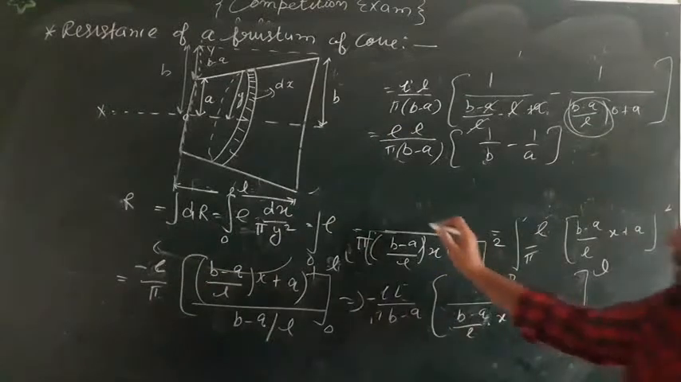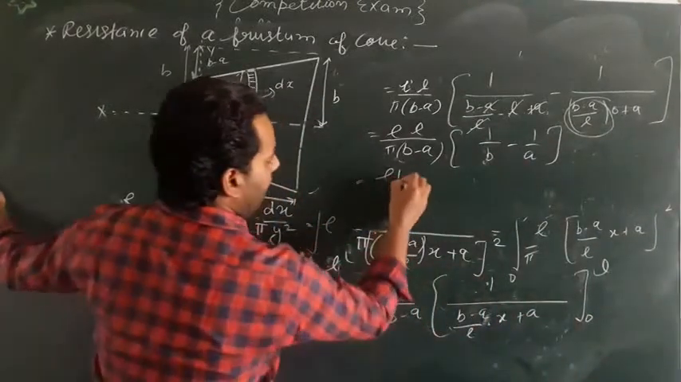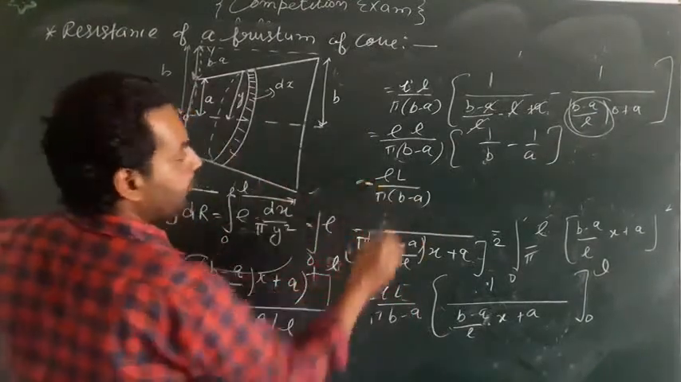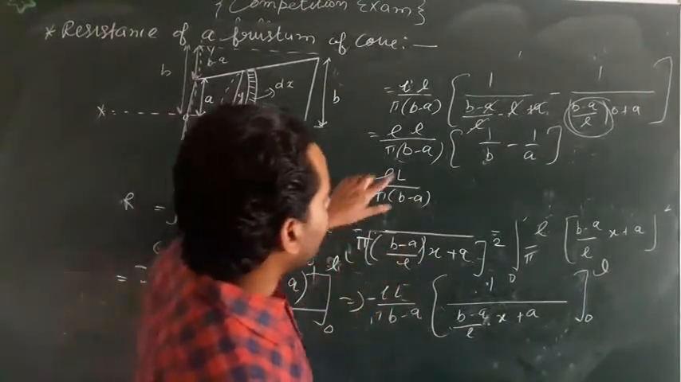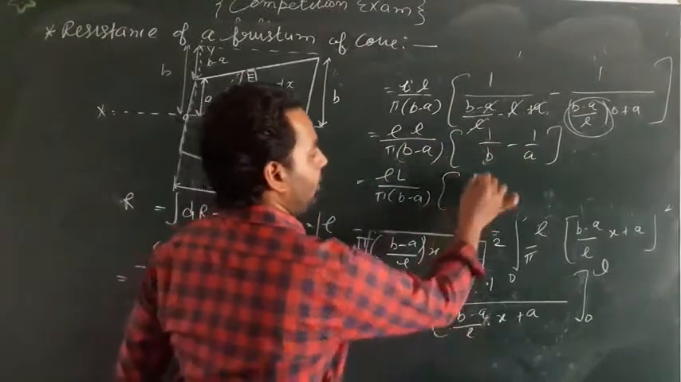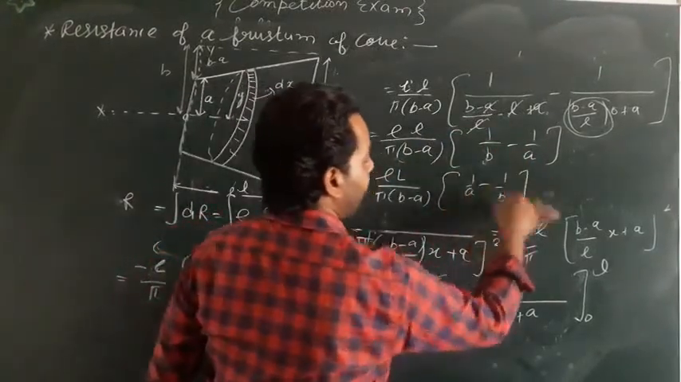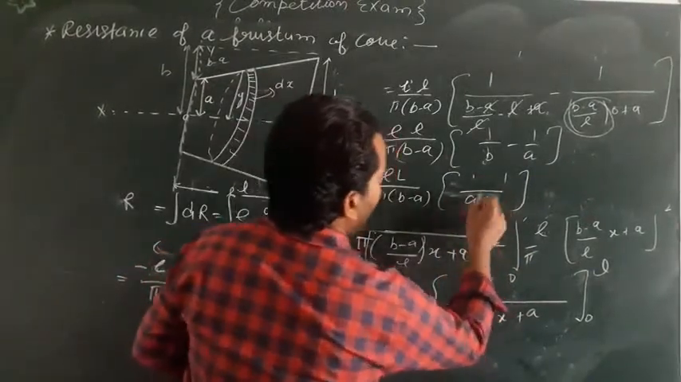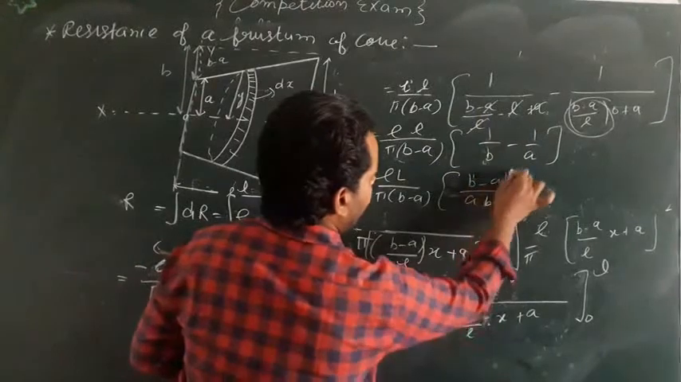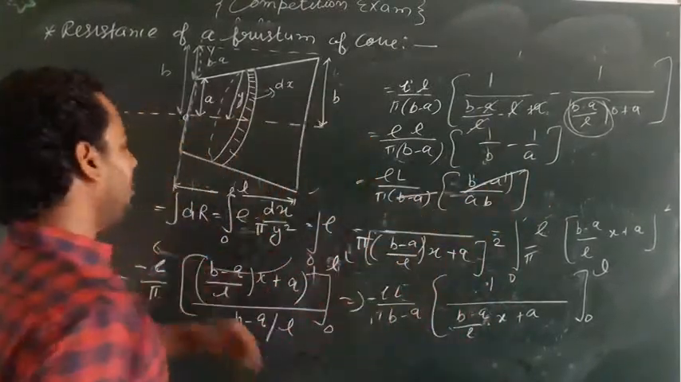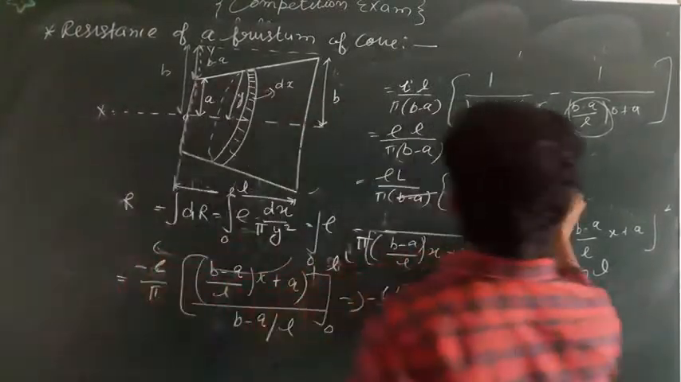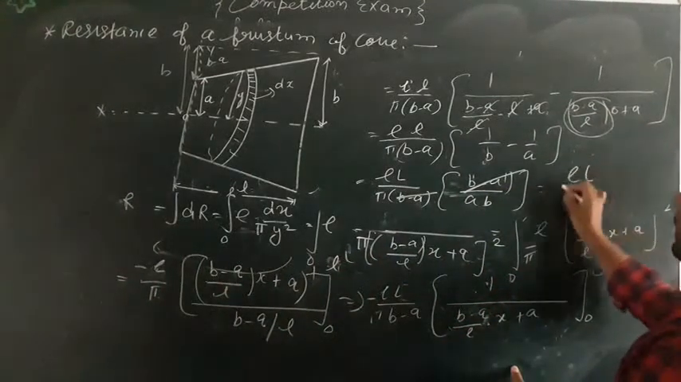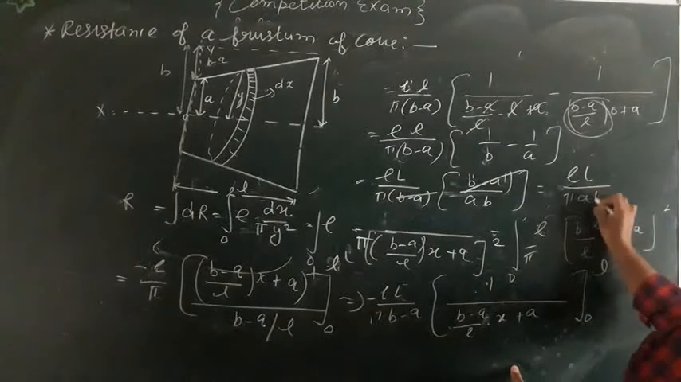So now what is the next step? Here is rho L divided by pi b minus a, with a minus sign here. If we take that minus sign inside, it becomes a minus b, so here it comes out to be 1 upon a minus 1 upon b. Now take the LCM of that term: the LCM comes out to be ab, and upside it comes out to be b minus a. So this b minus a cancels with this. Now what is your result? Your result comes out to be rho L divided by pi ab.